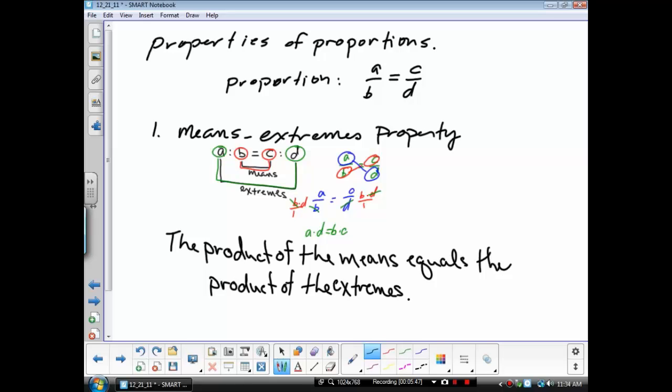That leaves A and C. Right. A times D equals B times C. If we work with a couple fractions, you can see this even more clearly. I know that 3/2 is equal to 6/4. If we use our means extremes property, we will multiply 3 times 4 and get 12. And then we will multiply 2 times 6 and also get 12. And you will notice that the product of the means will equal the product of the extremes. We can also say that we just cross multiply. So another way to refer to the means extremes property is to say we cross multiply.